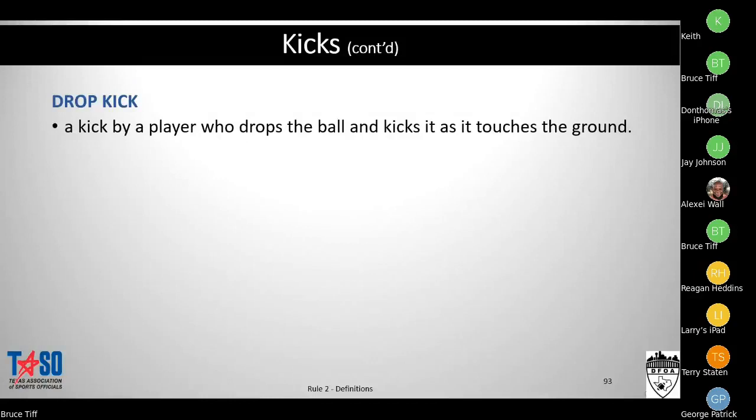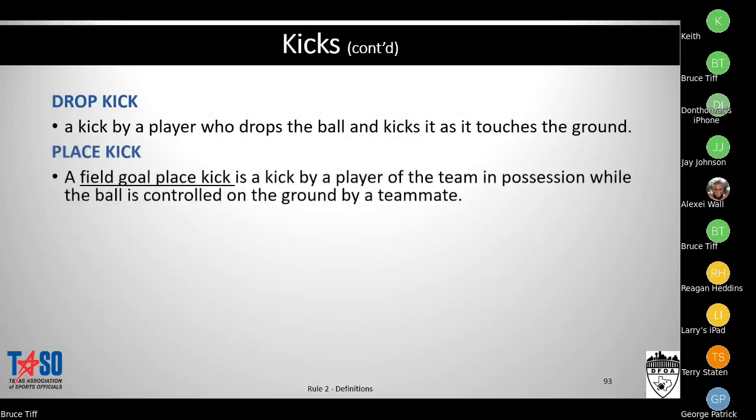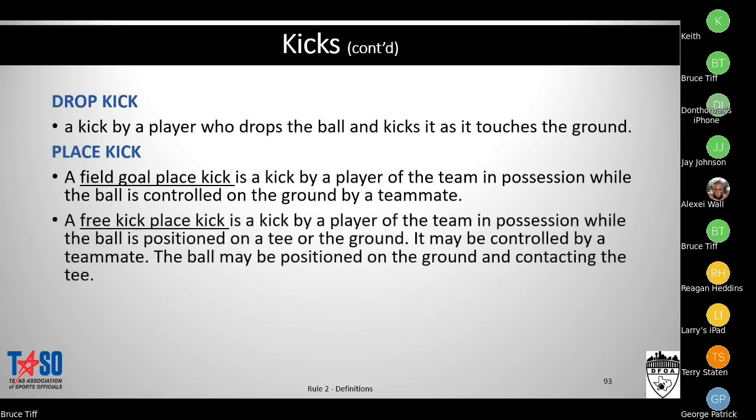Drop kick, a kick by a player who drops the ball and kicks it as it touches the ground. You rarely see this anymore. Place kick, a field goal place kick is a kick by a player of a team in possession while the ball is controlled on the ground by a teammate.